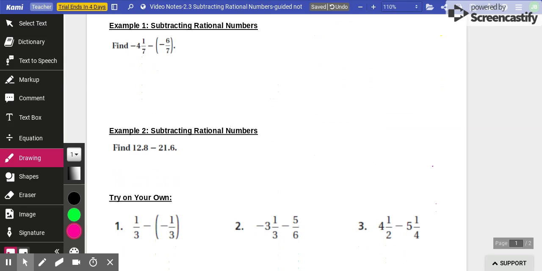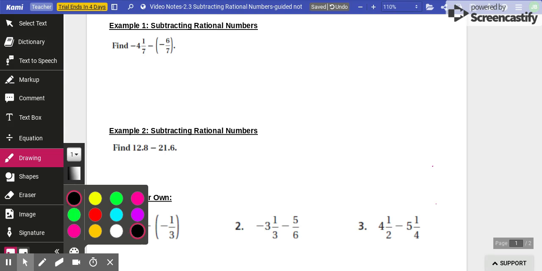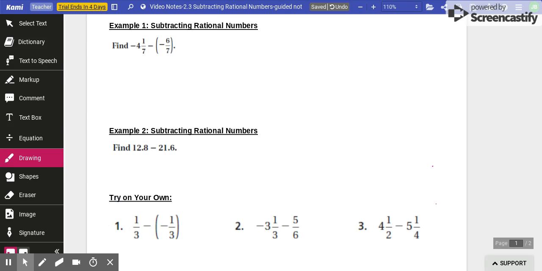Okay, so let's take a look at our first example, subtracting rational numbers. For this one, we are going to set it up the same way we just did our example above. So we are going to have -4 1/7 minus -6 sevenths. So in class, we have been turning our mixed numbers into improper fractions. So we're going to take our denominator and multiply it by the whole, and then add the numerator. So 4 times 7, we have 28, plus 1 is 29. So I have a -29 sevenths minus -6 sevenths.